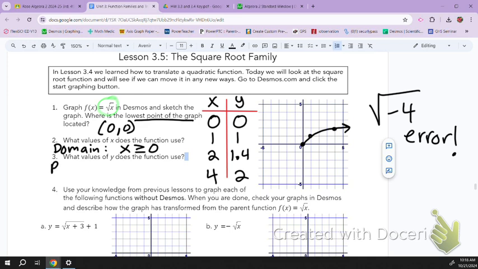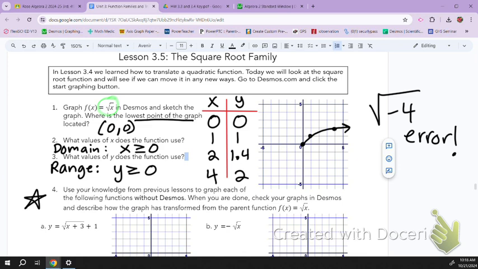How about the range here? What are the y values for this function? 0 to infinity? Yeah, I'm going to use all the positive y values. So I'm going to say y is greater than or equal to 0. So this is our new parent function. It's the square root function. Okay, and then we're going to do some different transformations.